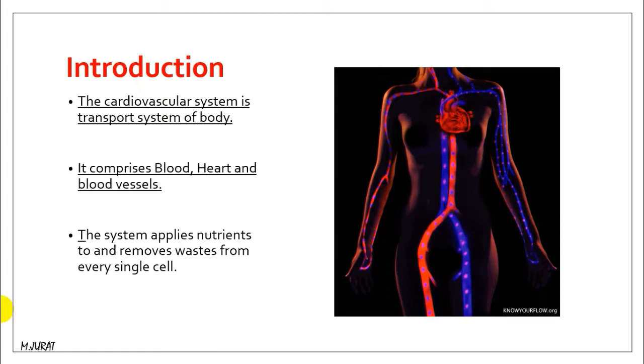It's made up of blood, heart and vessels. It means blood, heart and blood vessels collectively work with each other to make our circulatory system, and this system carries nutrients to each cell and collects back the waste products like carbon dioxide and urine.